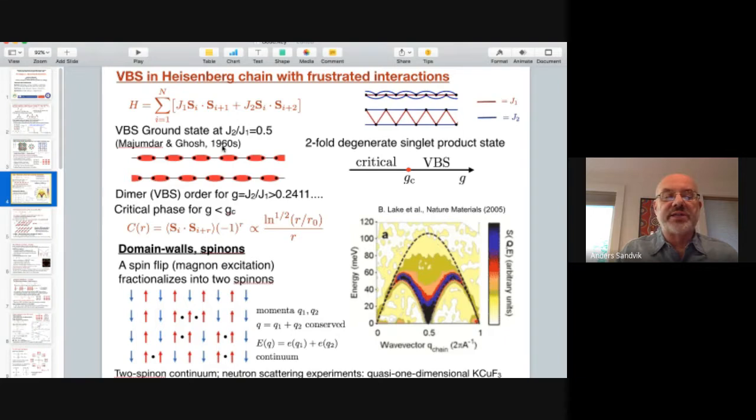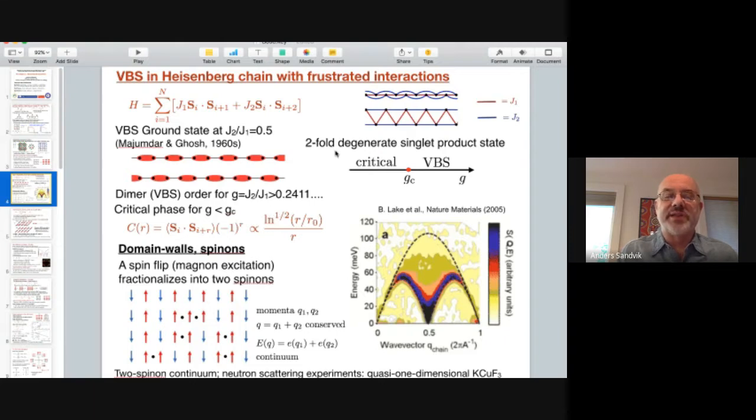So that's an exact state, but away from that point you cannot solve it exactly, but they did numerical work. This may have been one of the first numerical works on quantum spin models. And later people have done much more work, and this is very well understood now. So basically the Heisenberg chain by itself, without the J2 couplings, is a critical state. It doesn't have long-range order, so it has these critical correlation functions.